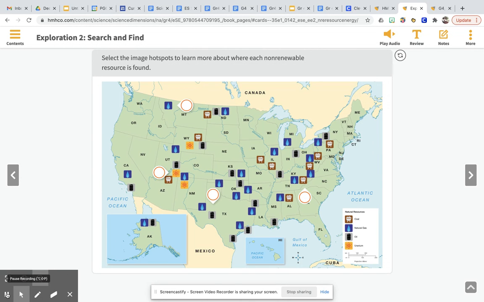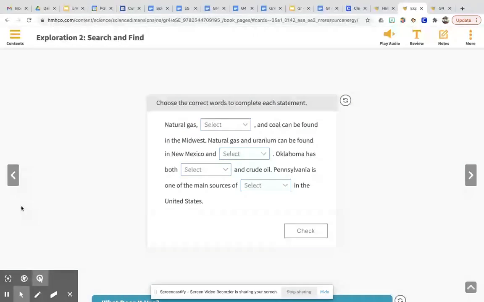All right, let's see who was paying attention. Natural gas, blank, and coal can be found in the Midwest. Natural gas and uranium can be found in New Mexico and blank. Oklahoma has both blank and crude oil. Pennsylvania is one of the main sources of blank in the United States. So let's take a look.